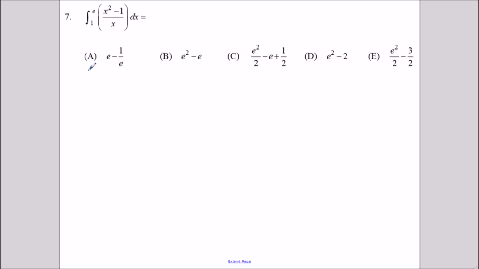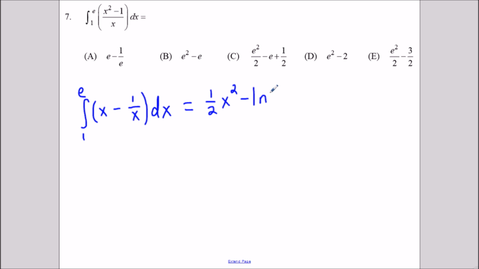For the next question, once again, don't fall victim to the trap of trying a U-substitution. Always try to do algebra before you try a U-sub. If we divide everything by x, x squared over x is equal to x, and then we have minus 1 over x. Now these two terms on their own are easy to take the antiderivative of. Using the power rule, we'll have x squared over 2, which is 1/2 x squared, minus the antiderivative of 1 over x, which is natural log absolute value x, and we're evaluating this from 1 to e. For the next part, if we plug in, I recommend putting 2 sets of parentheses.